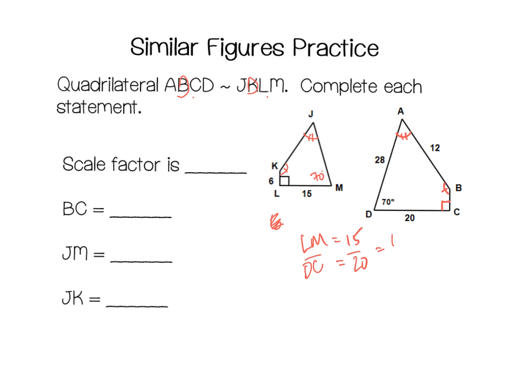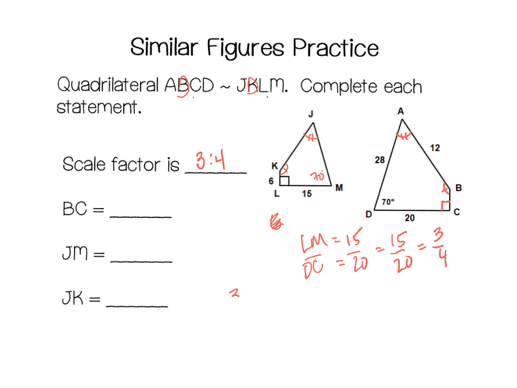So my scale factor is 15 to 20, or I can reduce that by dividing by 5 and I get 3/4 or 3 to 4. So you can write it as a fraction, you can write it as a ratio, it doesn't really matter. But that's the scale factor that I'm going to use as a proportion to help solve for side BC, JM, and JK.